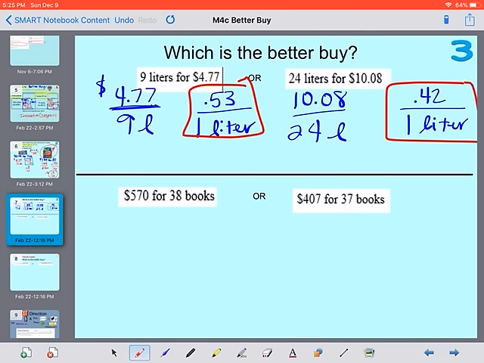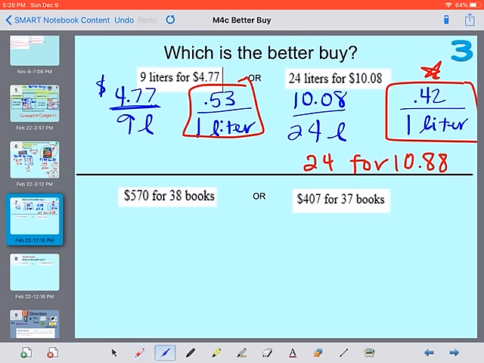So between those two unit rates, 1 liter over here is only 42 cents, where on the left it's 53 cents. So this on the right is a better buy. The better buy is to buy 24 liters for $10.08.